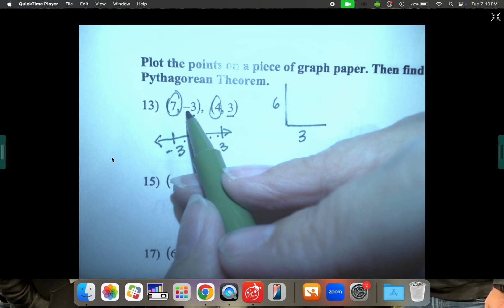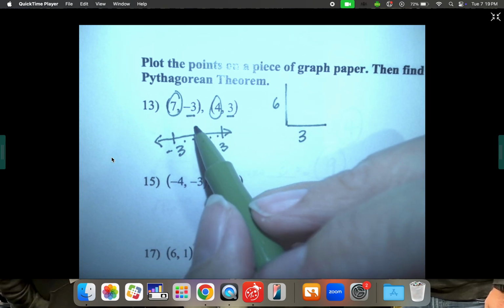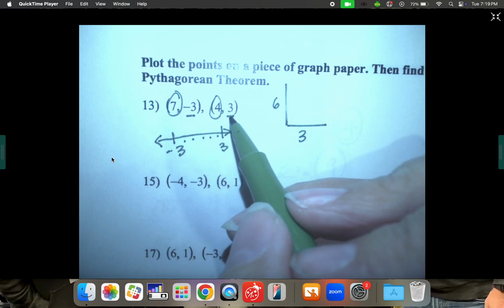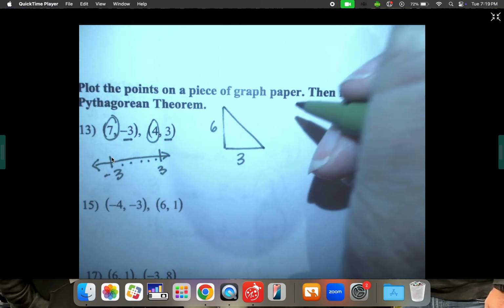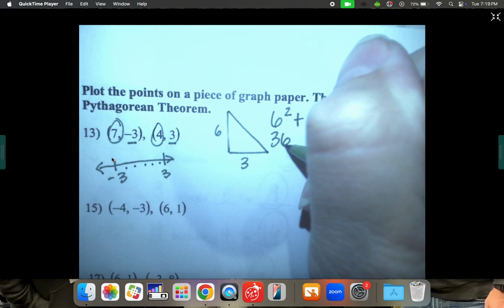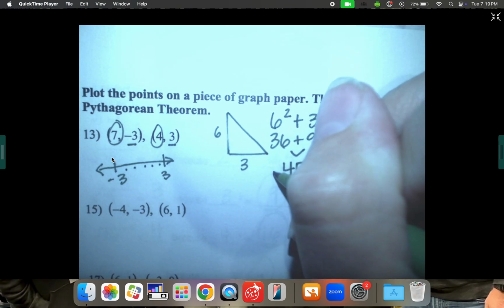This is -3. You do need to include it, knowing that it's not going from 3 to 3, because that'd be 0. You're going from -3 to +3. Remember that it goes to 0 and then passes it. So you are going to be adding these two. So 6 squared plus 3 squared, that's 36 plus 9, or just use your calculator, 45.